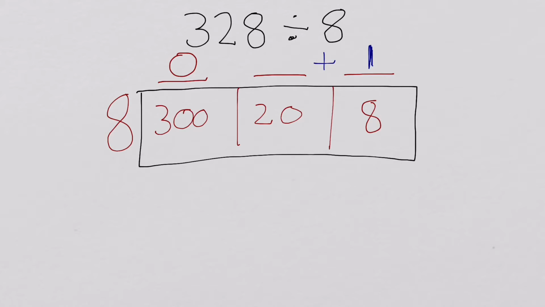And then I'm going to take this 300, whoops, I want to erase. I'm going to take that 300, and I'm going to combine it with the 20 over here. So I'm going to have actually 320.